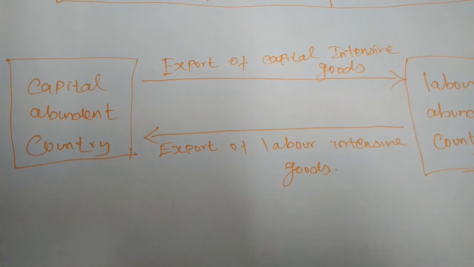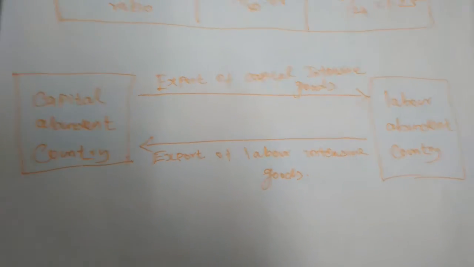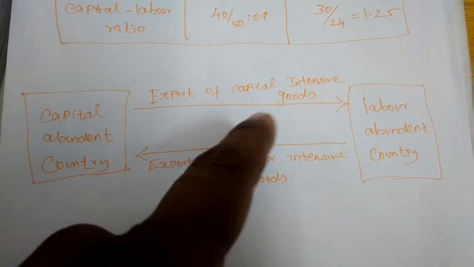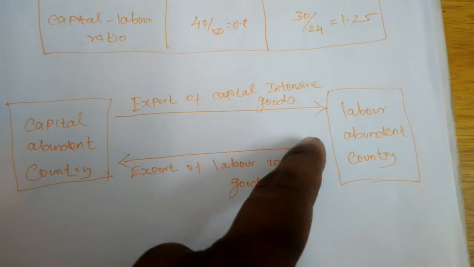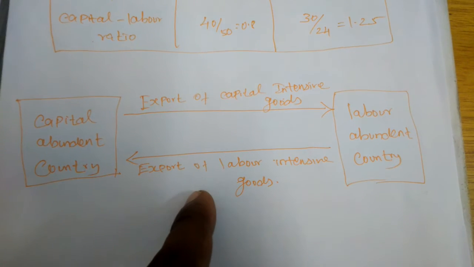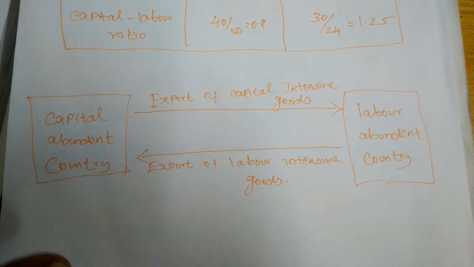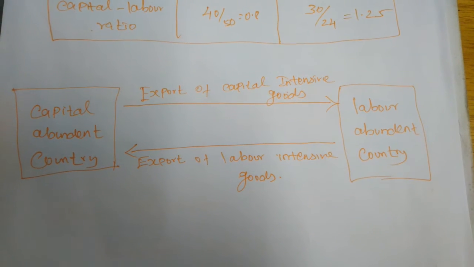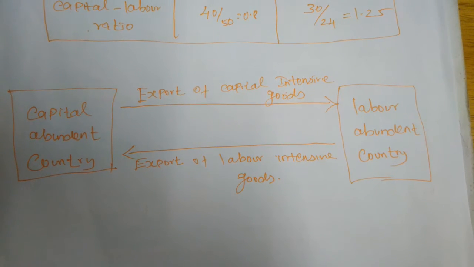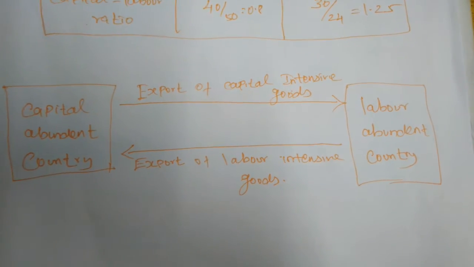So simply, easily, if you want to understand the Heckscher-Ohlin theorem: the capital abundant countries can export capital intensive goods to the labor abundant countries. At the same time, the labor abundant countries will export labor intensive goods to the capital abundant countries. So which nation has the difference in factor endowment? On the basis of the difference, or by using the abundant factor endowment, they get the specializations.